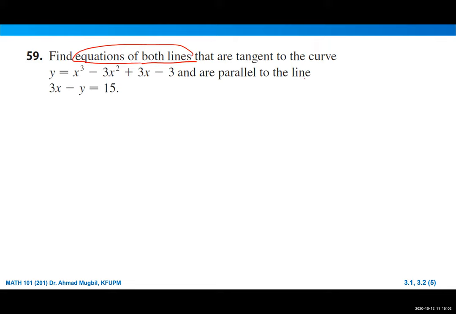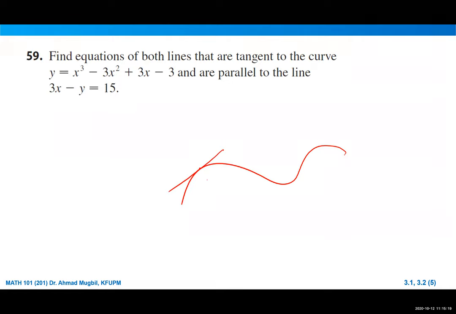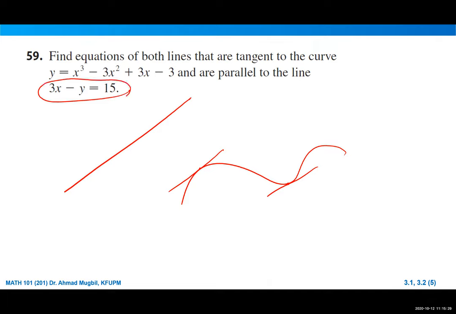So now, if you imagine the problem, whatever the function is, what do we have here? We have a curve. And we need to find the equations of both lines that are tangent to this curve. So I have two lines that are tangent to this curve, maybe this one and this one. They are tangents to the curve and parallel to this line. So there is another line here. This line is not tangent. Be careful, it is not tangent, not normal. It is not related to the curve at all. It is just parallel to the tangent lines. So now the point is, what will be the equation of this line and what will be the equation of this line? So I have the curve and I have the line.